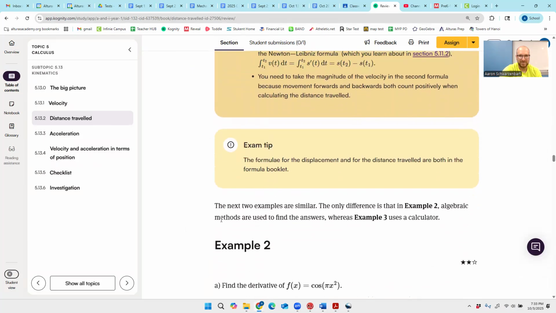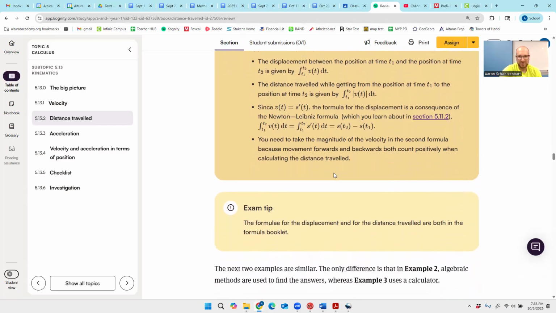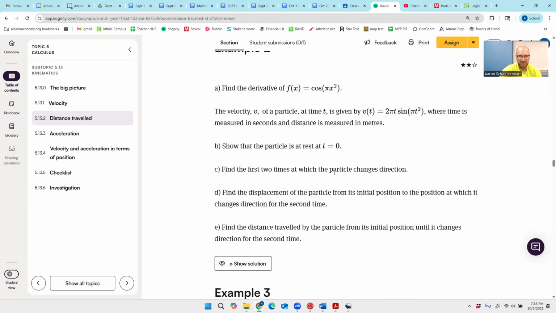You have to know for the exam, definite integrals: displacement is the definite integral, distance is the definite integral of the absolute value, and I wouldn't worry too much about this. Your calculator will do it.